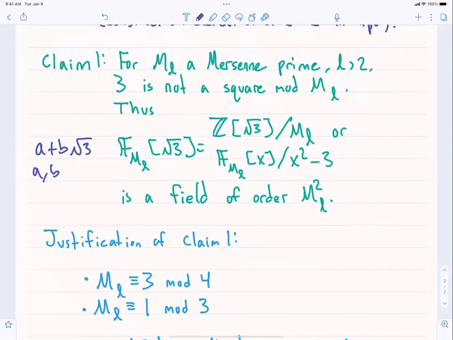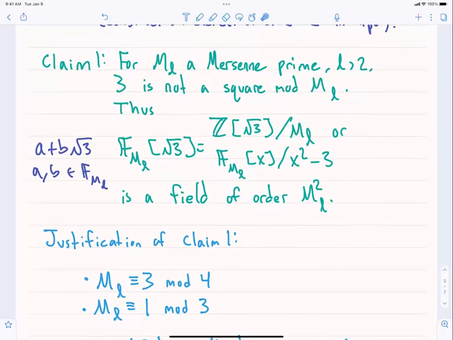So the elements here are all the elements of the form a plus b square root of 3, where a and b are in F sub M_L. And the square root of 3 is just, you're creating a square root of 3. So square root of 3 squared is 3. And that's enough to figure out what the addition and multiplication laws are.